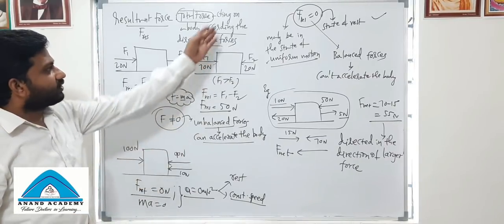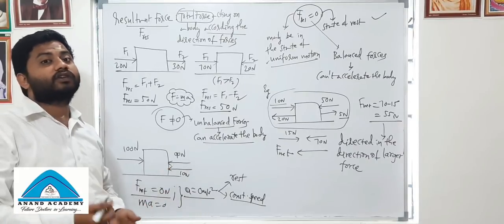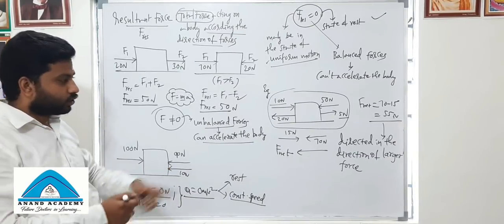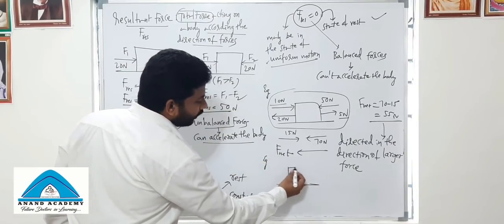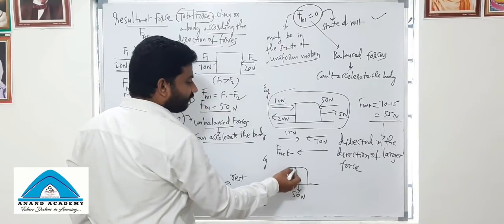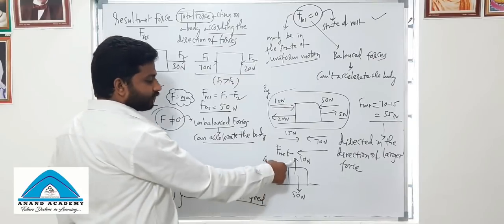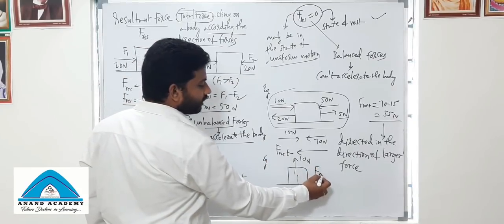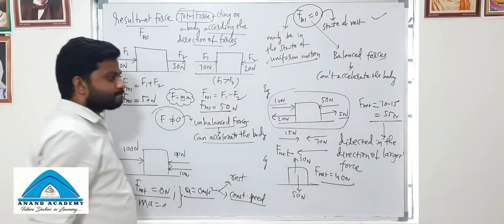And you may have a doubt. All these forces are acting in the horizontal direction. What about the vertical direction? Right? So that also I will tell you now. Look at here. So this is the body. Downwards there is 50 Newton force acting, and upwards there is 10 Newton force acting. Here also the same thing, as forces are in opposite directions, the net force will be equal to 40 Newtons.